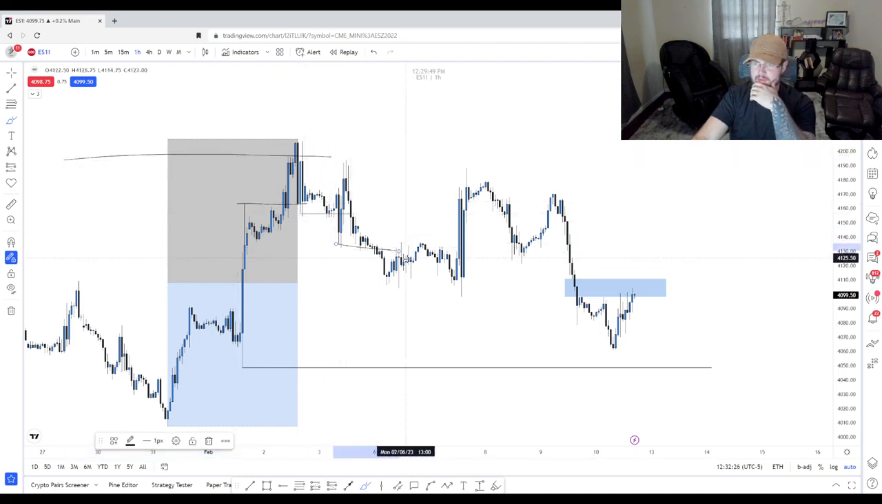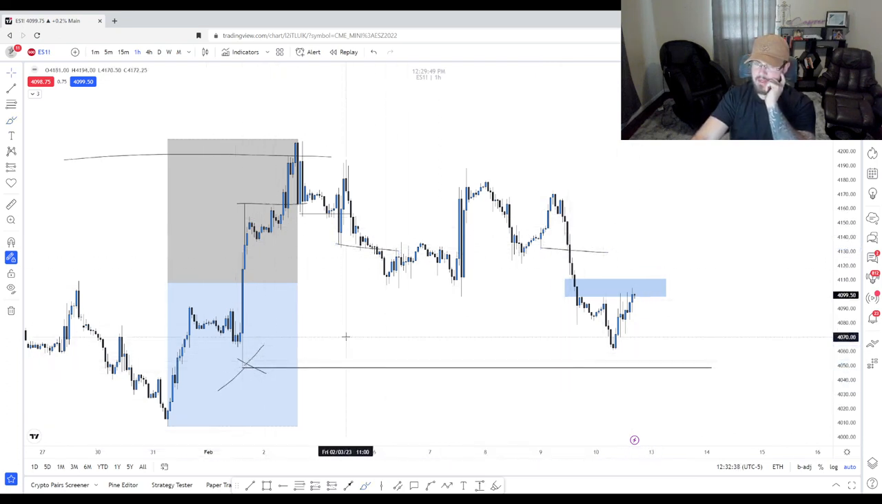We've got some displacement down, right? Had the second area of distribution. Got this displacement down. Then when you have that, you're going to look for this low. So for me, the next major draw on liquidity is going to be this right here. Now that's on this time frame.